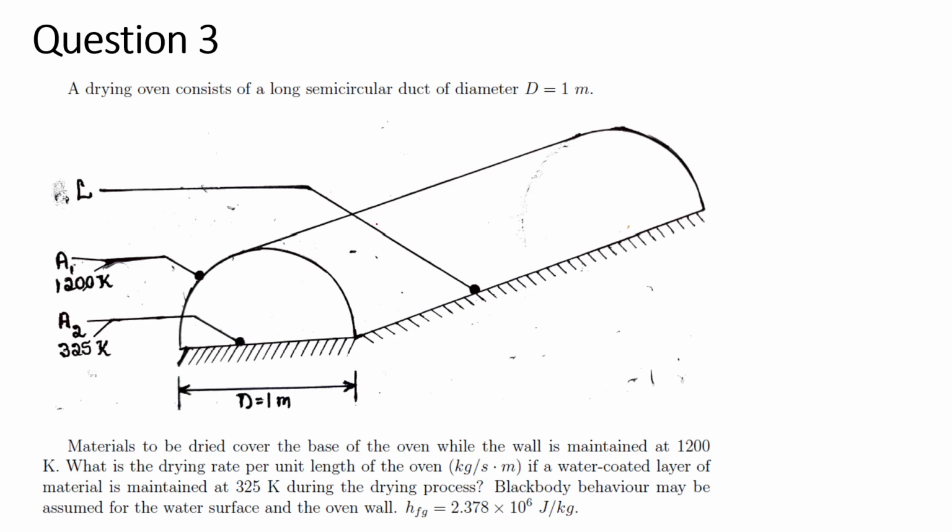So in this question, we have been given a drying oven. Over the base we have the material that is to be dried, and for that we have been asked to find the drying rate per unit length of oven. That is basically we have to find the mass flow rate, or the amount of water evaporated per unit length of this oven. That is what we have been asked to find. So let's try solving this question.